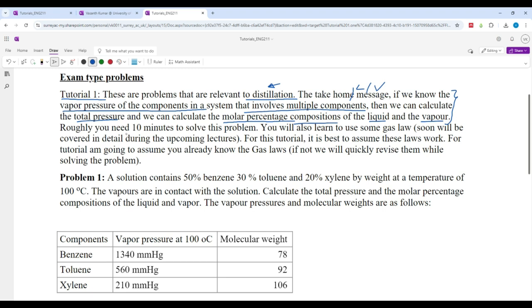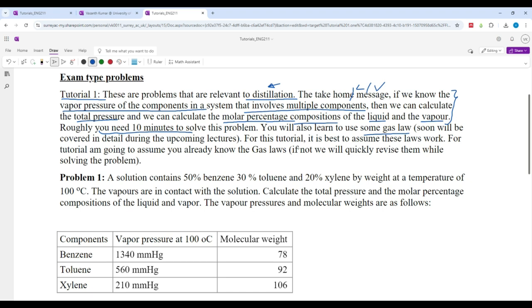Each of these problems is designed in a way that if you know how to read the problem and make sense out of it, then you will need only 10 minutes or maybe even less to solve all of these problems. Obviously, to solve some of the problems we will discuss in this tutorial, you need to know some gas laws. Even if you don't know, I will quickly explain them, or at least give the formulas, so that you can solve these problems.